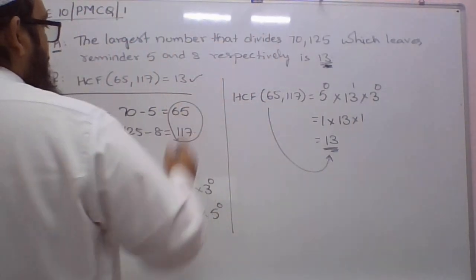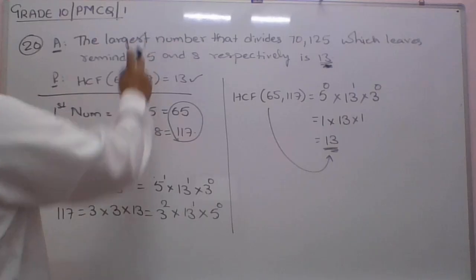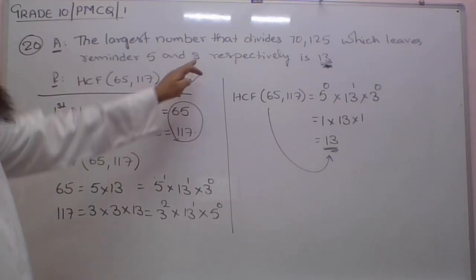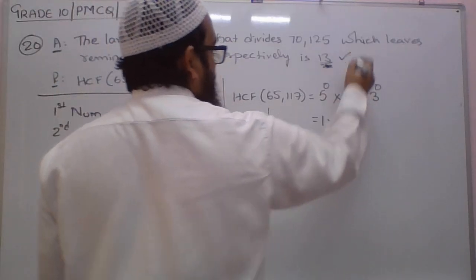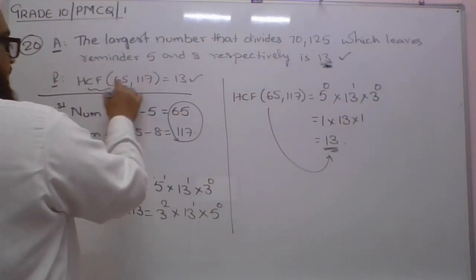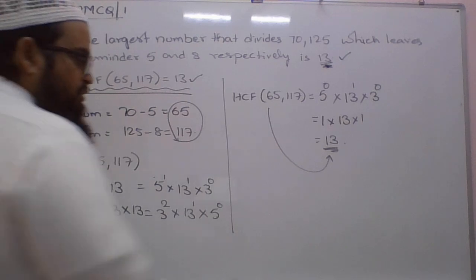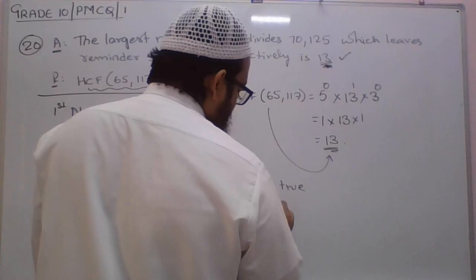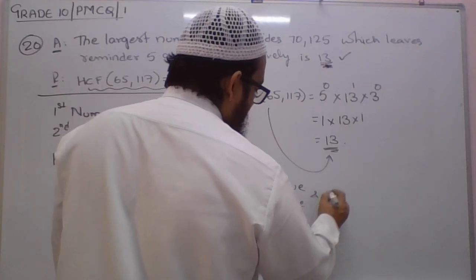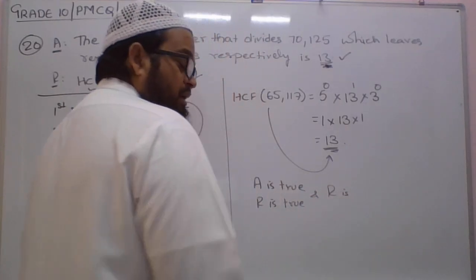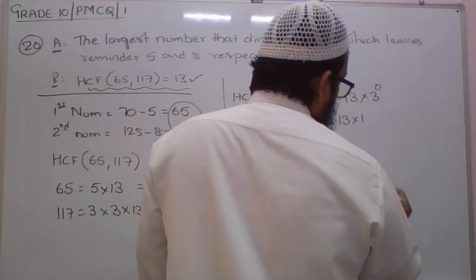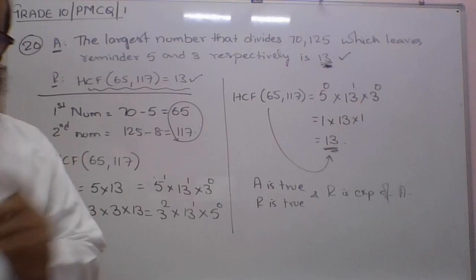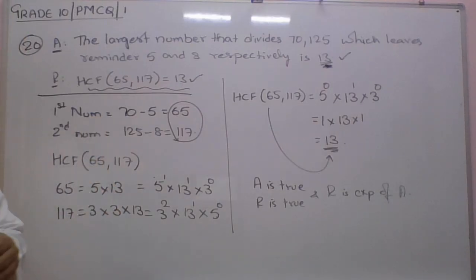So the reason is true, and the largest number that divides 70 and 125, leaving remainders 5 and 8, is 13. This is also true, because the HCF of these two numbers is 13. So what is our option? A is true, R is true, and R is the explanation of A. So the available answer is the first option, A. Got it, my dear students?